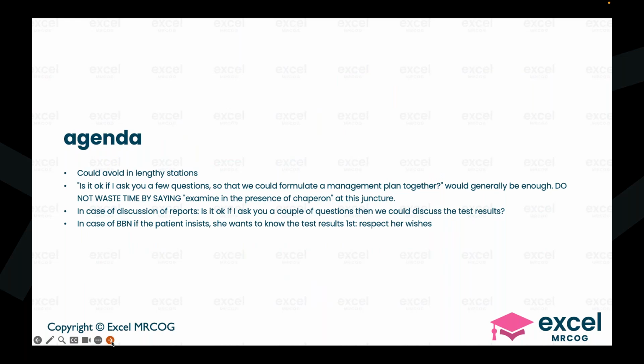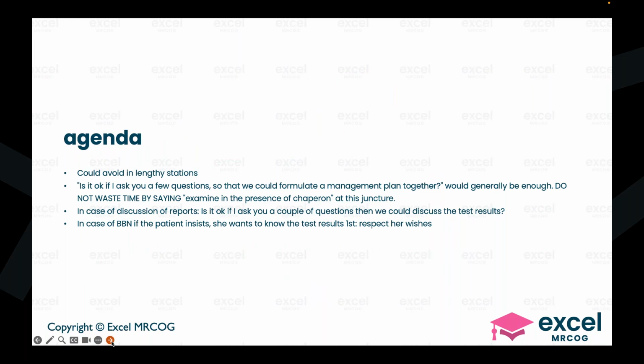And do not say that I would like to examine you in the presence of a chaperone, etc., right in the beginning, because you don't know whether you would actually have to examine her at all. Whether you need an examination would be decided based on your history. So before taking history, do not simply say that, just to set the agenda. The agenda is clear: you need to make a plan for her.